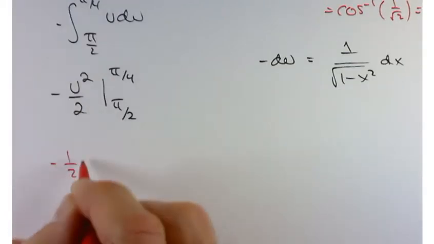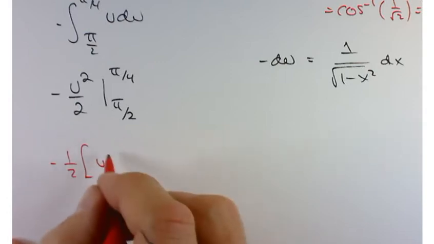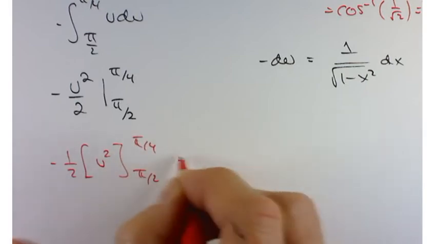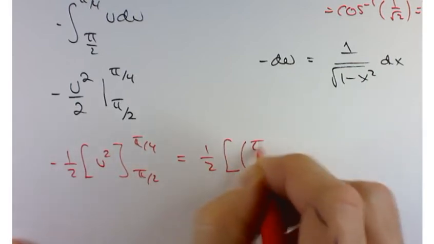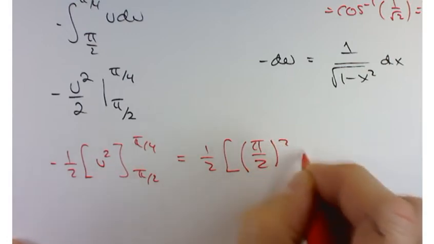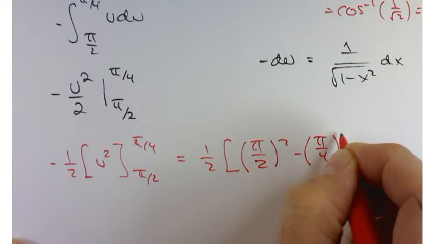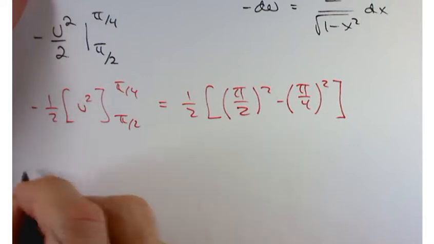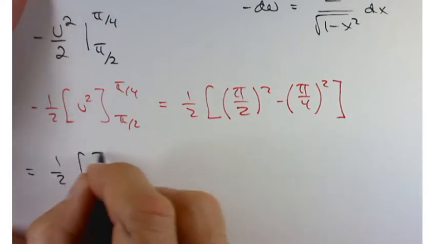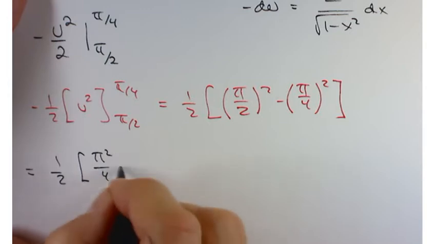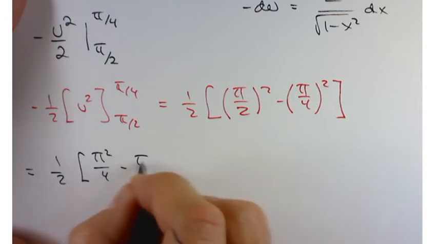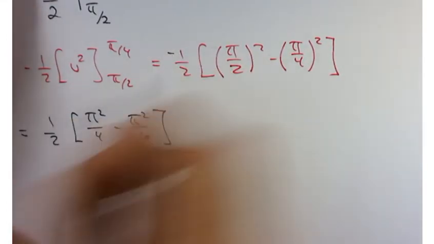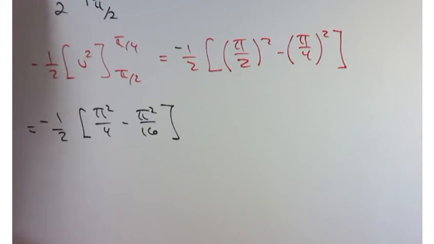So minus 1/2 times u squared, pi over 2 to pi over 4: pi over 2 squared minus pi over 4 squared. One half times pi squared over 4 minus, or excuse me, minus pi squared over 16. And let's see, I lost a negative here along the line.